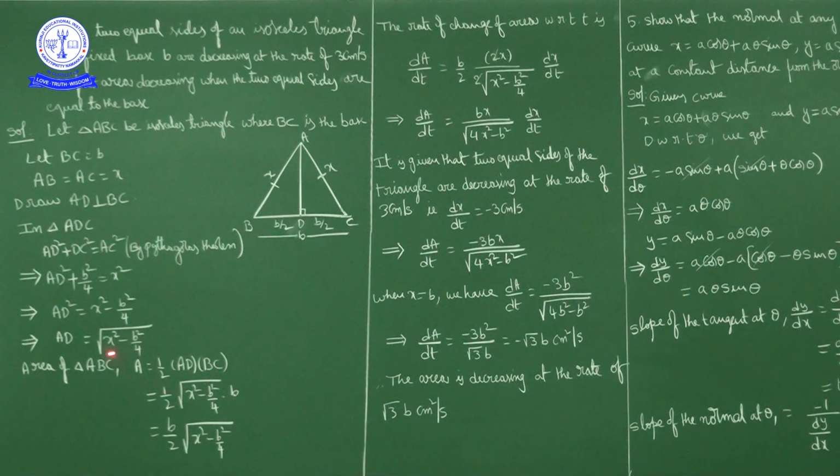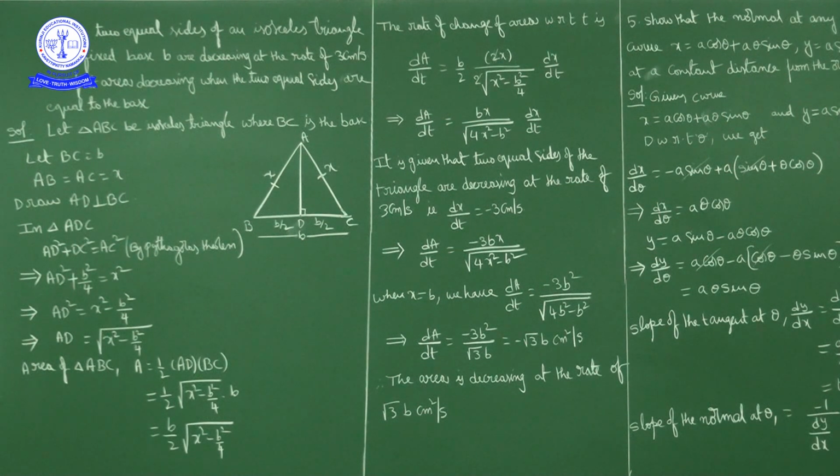Half into what is AD? Here only we got AD is equal to square root of x square minus b square by 4. Okay, half into square root of x square minus b square by 4 into BC. BC length is how much? b.